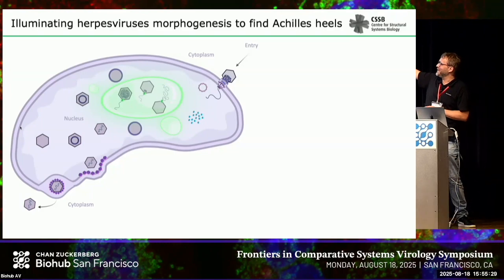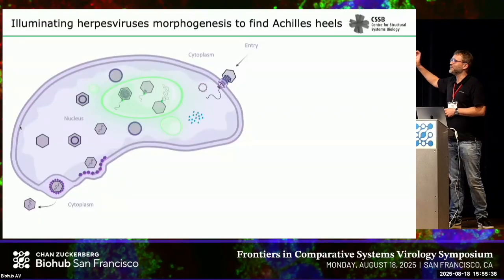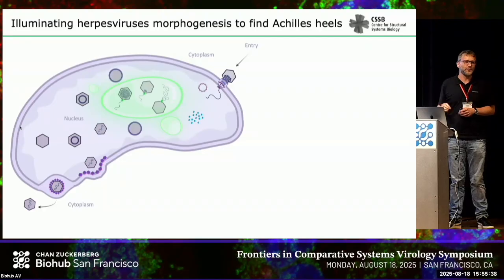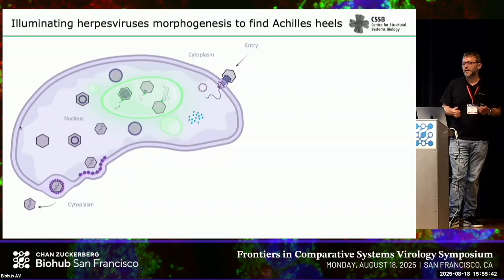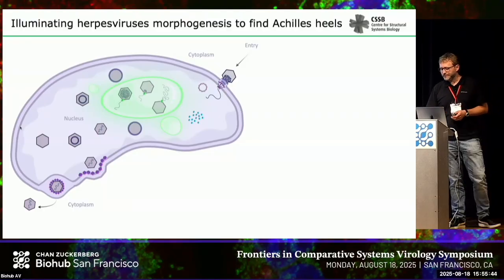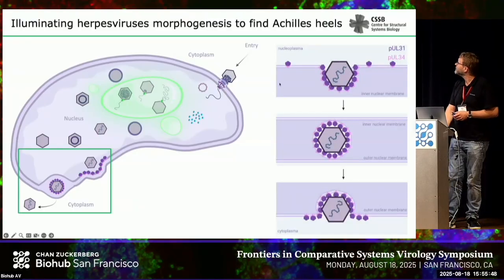One of the things we're interested in is how virus particles actually exit the nucleus. With herpes viruses, capsids are made, and they have to leave the nucleus, and the nuclear pores are too big for that. So how do they get out of the nucleus? That was one of the questions that the field has looked at for a long time. And the process looks like this.